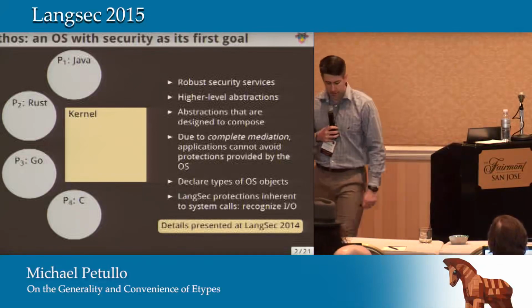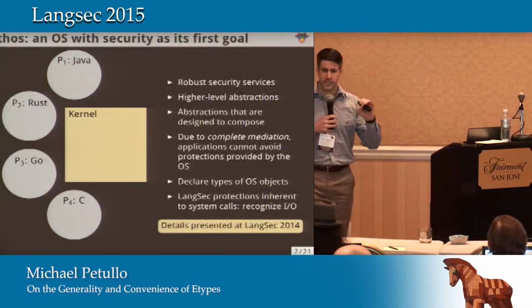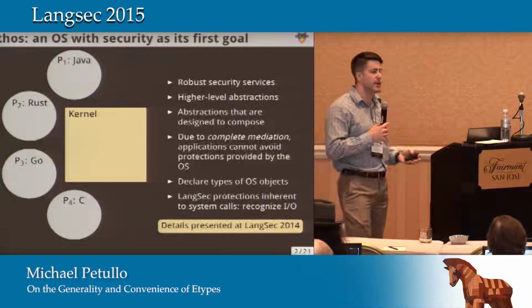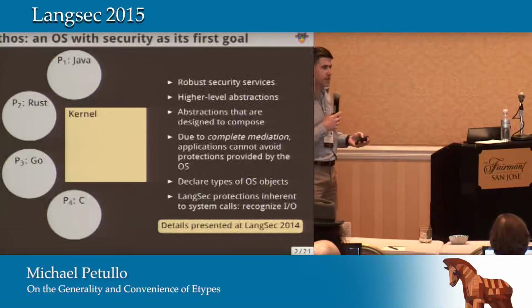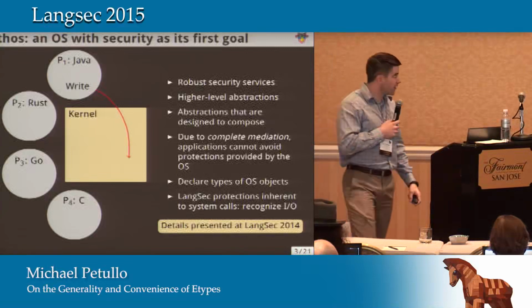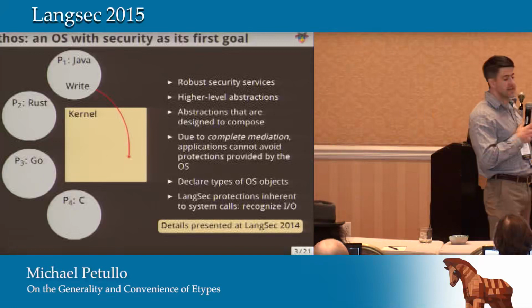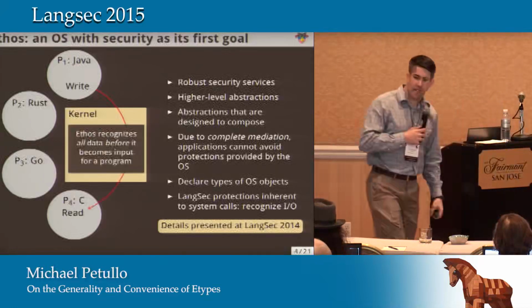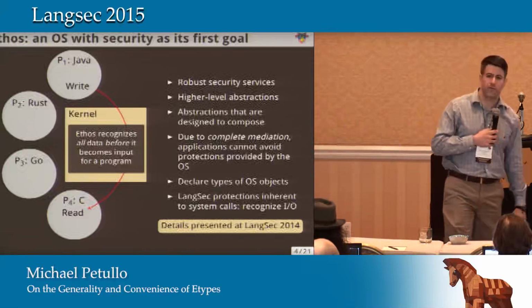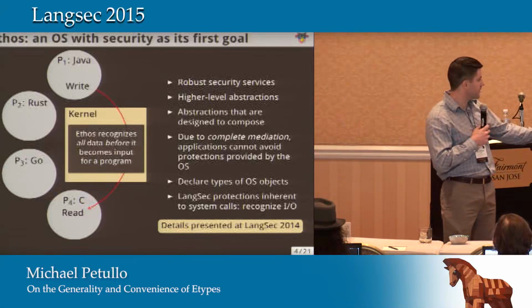So the way this works out is in Ethos, programmers declare the types of all the OS objects. OS objects being files and network connections and interprocess communication channels. Everything in Ethos is typed. And essentially what happens, if you imagine we have a program that happens to be written in Java, does a write system call. Of course, that needs to pass through the kernel. And since we've typed all our interprocess communication channels, for example, that gives Ethos the opportunity to recognize that information before it ever becomes input for this second program that happens to be written in C down here, okay?